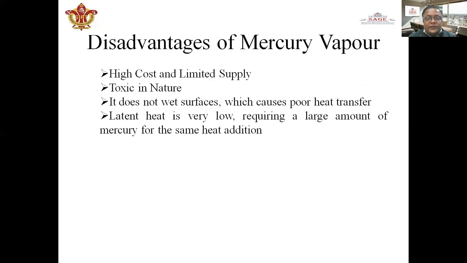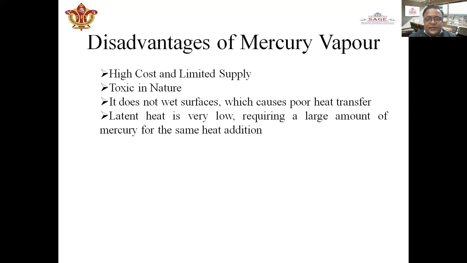What are the disadvantages of the mercury vapor? High cost and limited supplies. These are the main disadvantages of the mercury vapor. It is toxic in nature; this is another disadvantage. It does not wet the surface, which causes poor heat transfer.